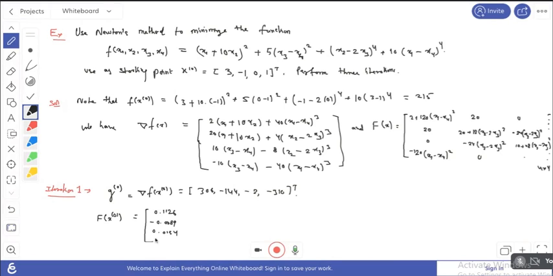So this becomes 0.1106. Okay, so this is a simple algorithm.